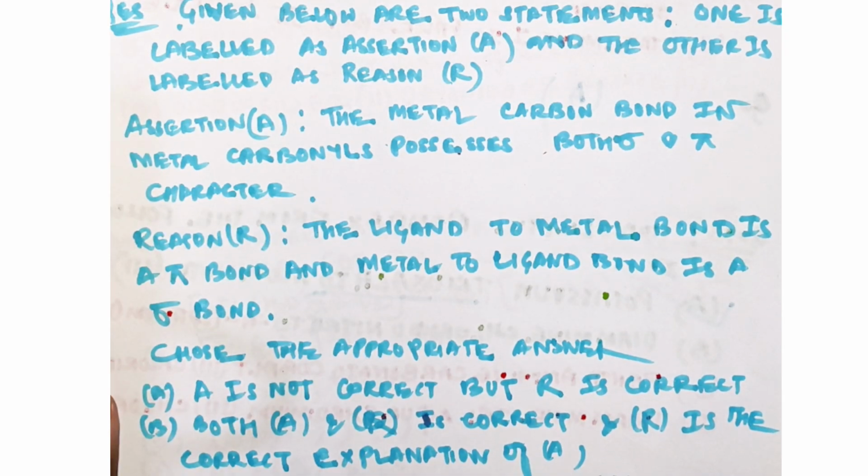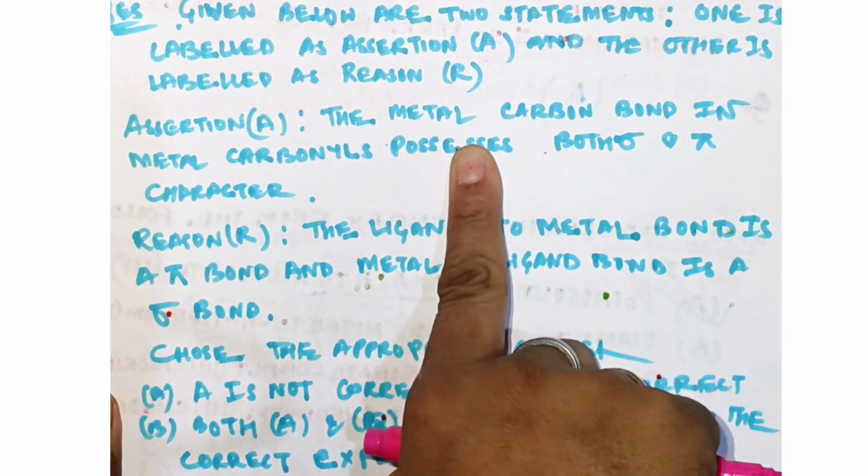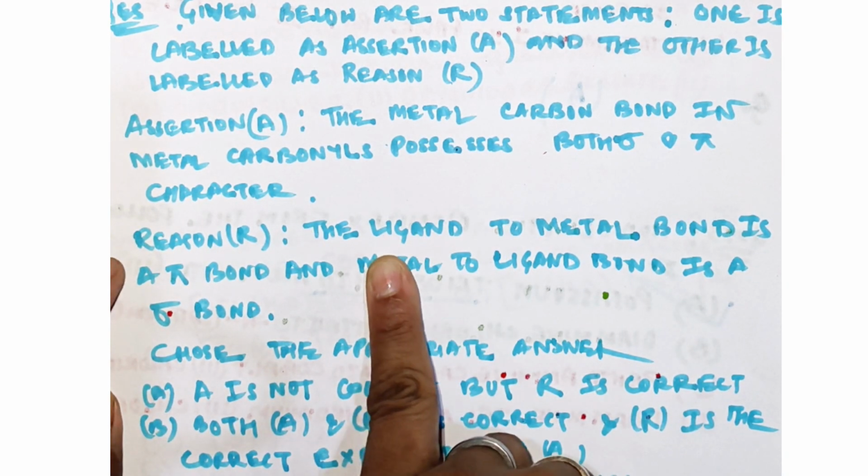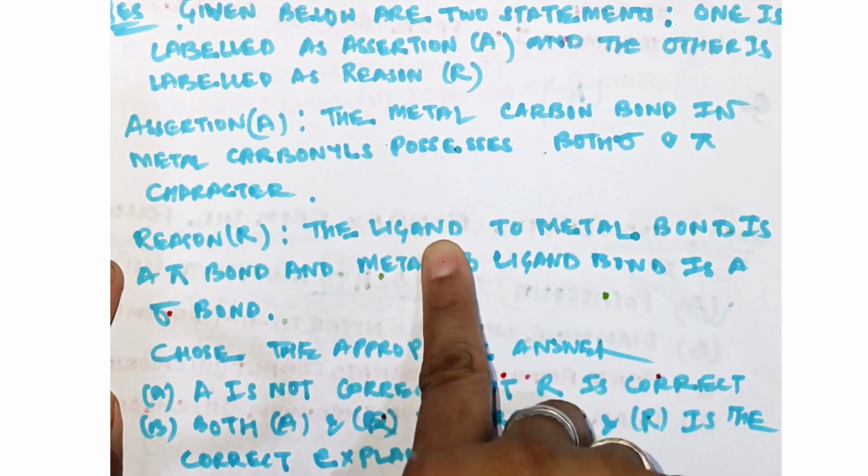Number 4. Given below are two statements. One is labeled as assertion A and the other is labeled as reason R. That means the assertion is supported by the reason. If it supports, then only it will be true.